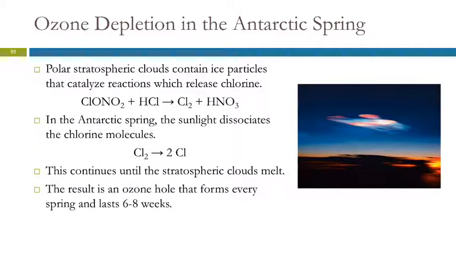So the South Pole contains polar stratospheric clouds. So these are different than regular clouds. These contain ice particles. So the ice particles catalyze the reactions which release the chlorine from these compounds that have trapped it. So ice particles in the clouds are present in those colder regions like the South Pole. So what happens is those ice particles cause the formation of chlorine atoms.